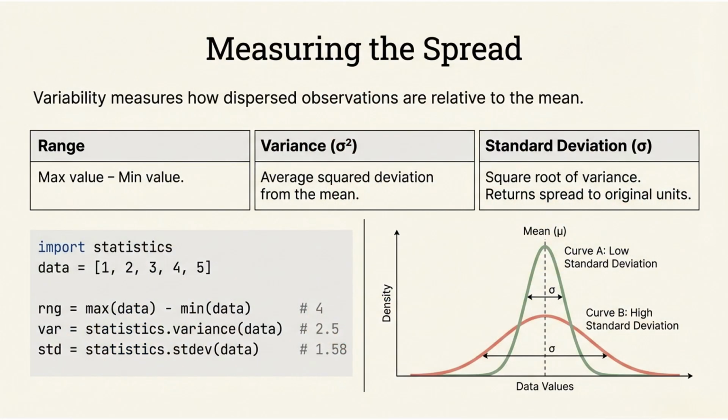This is called variability. Range shows the difference between the maximum and minimum value. Variance measures how far values are from the mean on average. Standard deviation is the square root of variance and brings the spread back to the original units. The graph shows two curves. One curve is narrow, meaning low spread. The other curve is wide, which means high spread. Understanding spread helps us judge consistency in data.